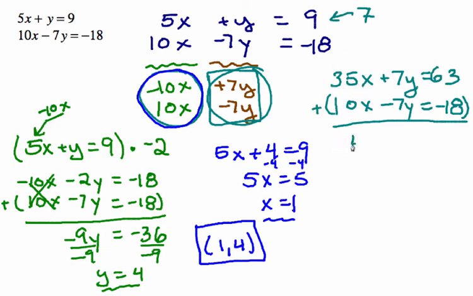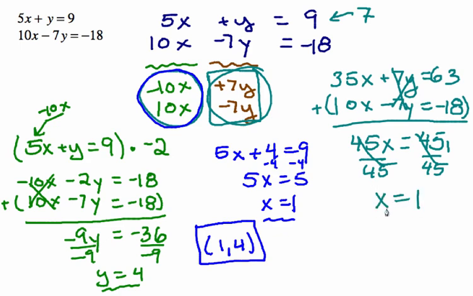35x plus 10x is 45x. The y terms cancel because positive 7 and negative 7 cancel out. And then 63 minus 18, well, 63 minus 20 would be 43, but we haven't gone quite that far. We've gone 2 less than that, so we're actually at 45. Dividing by 45 on both sides, thankfully we determined that yet again, x equals 1, and if we plug in 5 times 1 plus y equals 9, we get that y should equal 4.